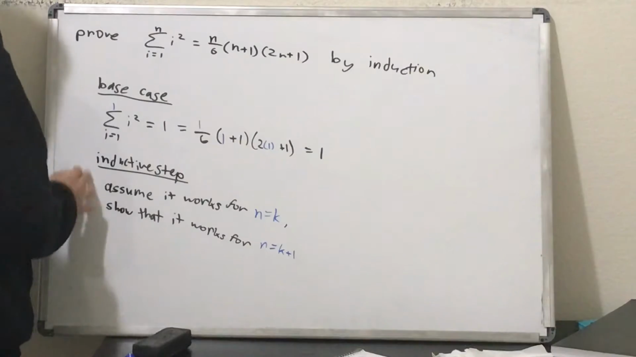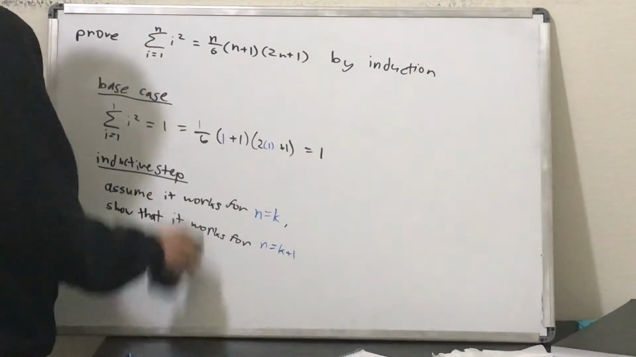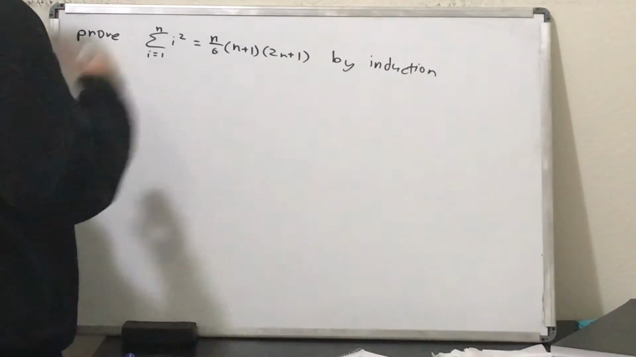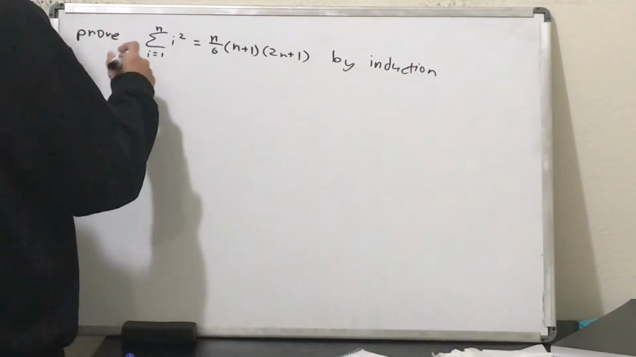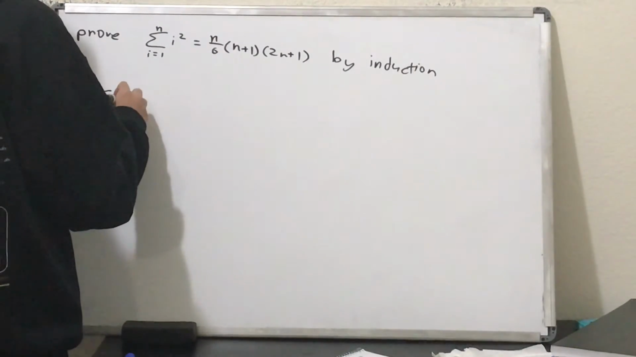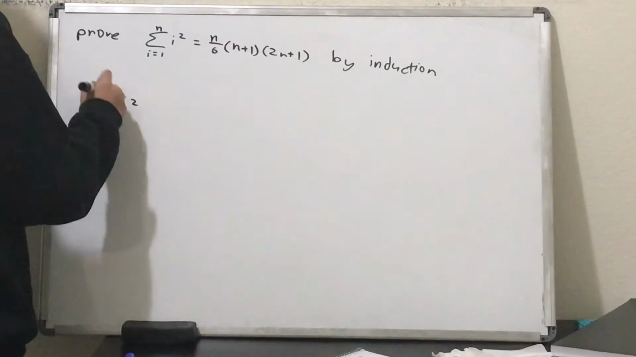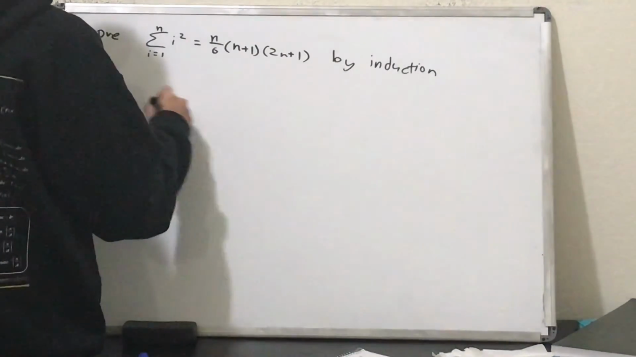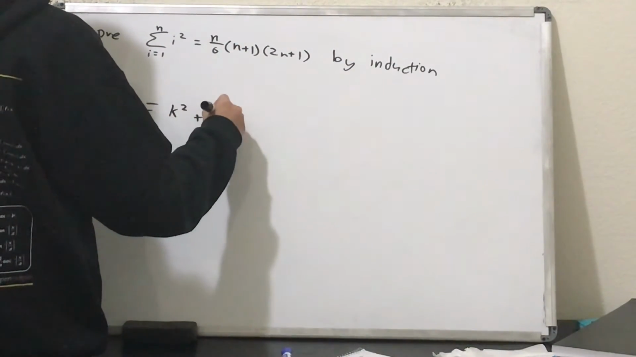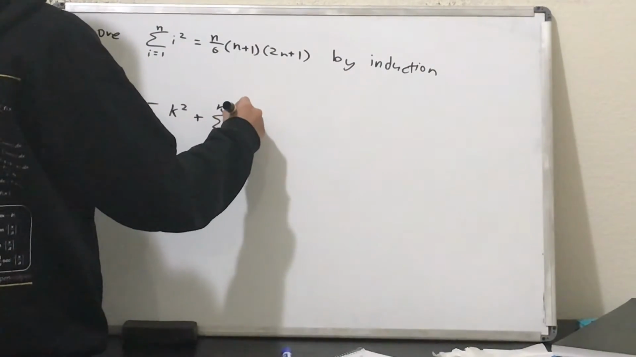So let's go ahead and work on this. We're going to show that it works for n is equal to k plus 1 if it works for n. So let's get started. Let's do the second part. So plugging in n is equal to k plus 1, we get the sum from i is equal to 1, i squared, and n is k plus 1. Right? This is the same thing as if you split the sum, so you get k squared plus the sum as i goes from 1 to k of i squared, right?